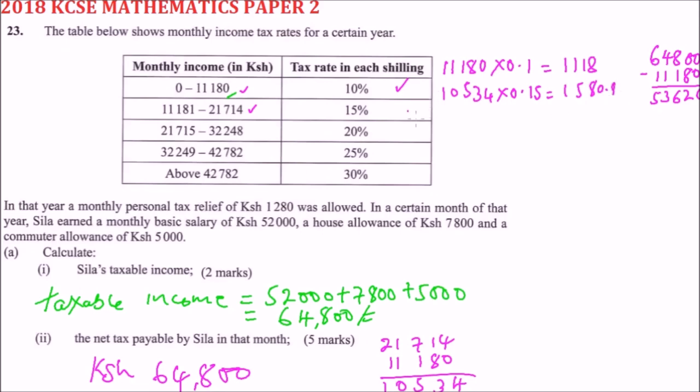We are through with that. We subtract this amount from our figure here, so we will subtract 10,534 from the taxable income balance, and we will be left with the remaining balance.